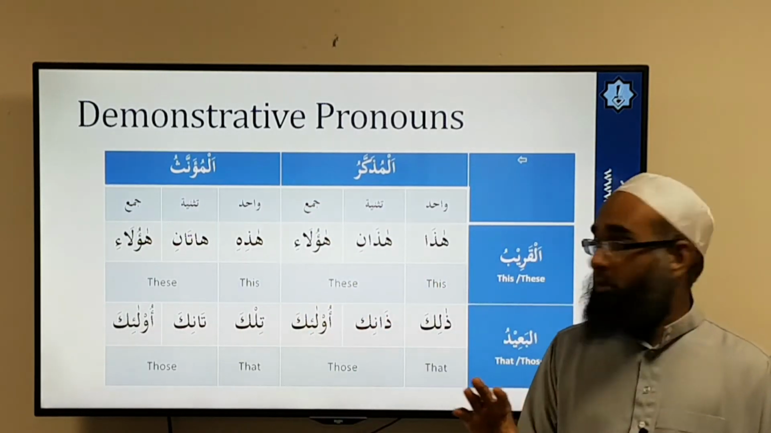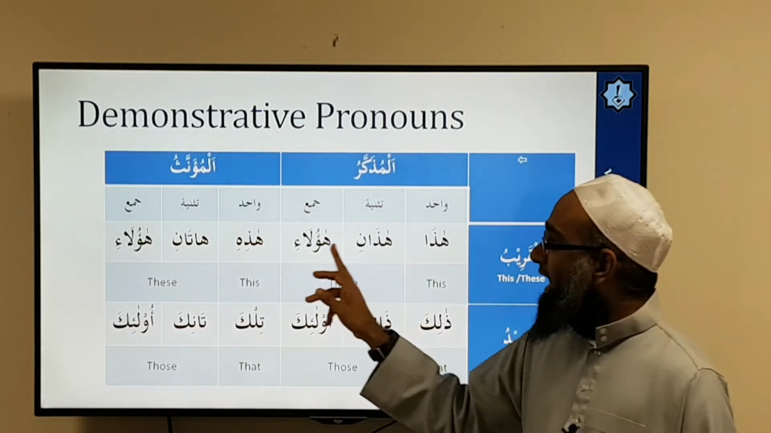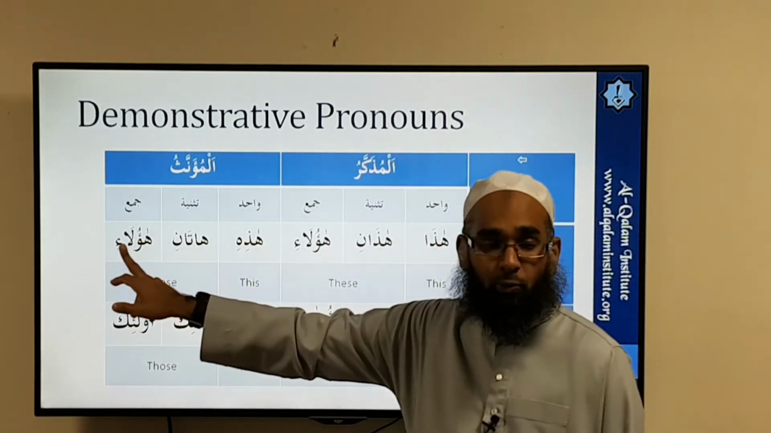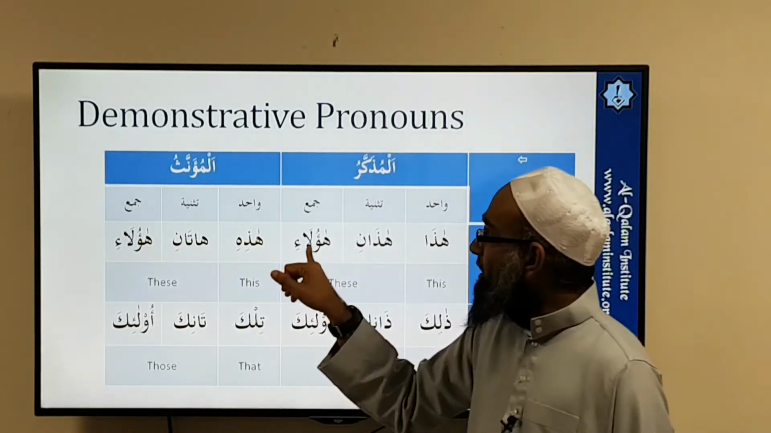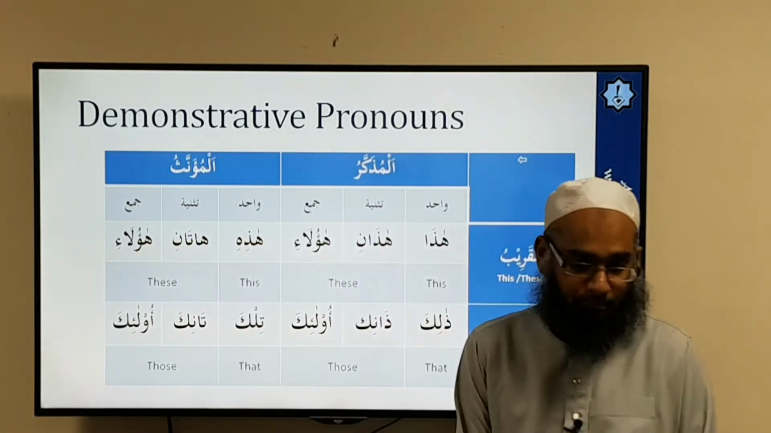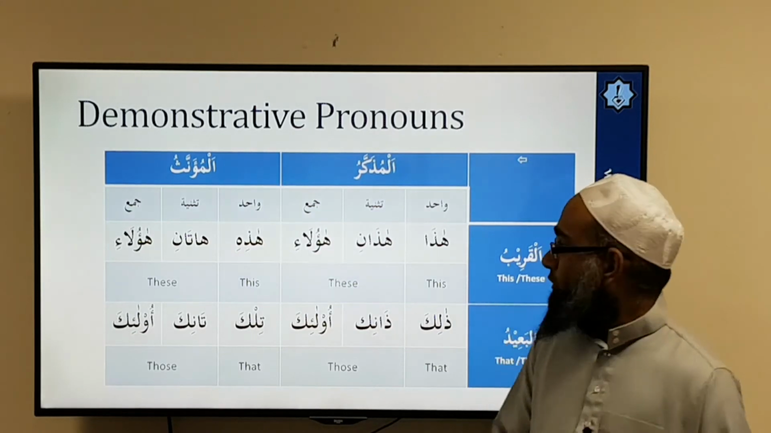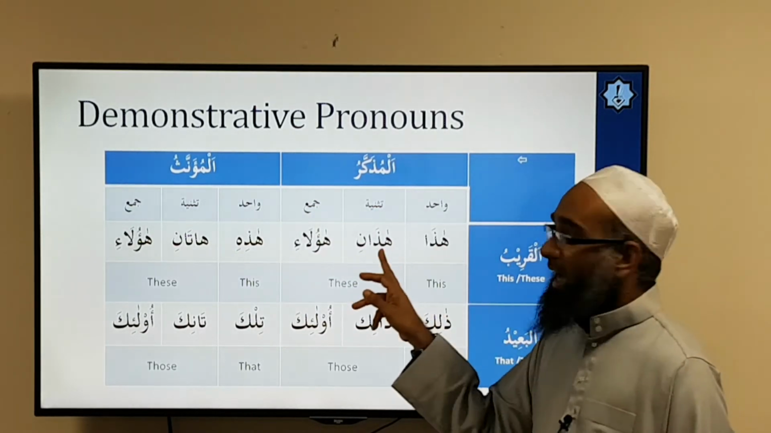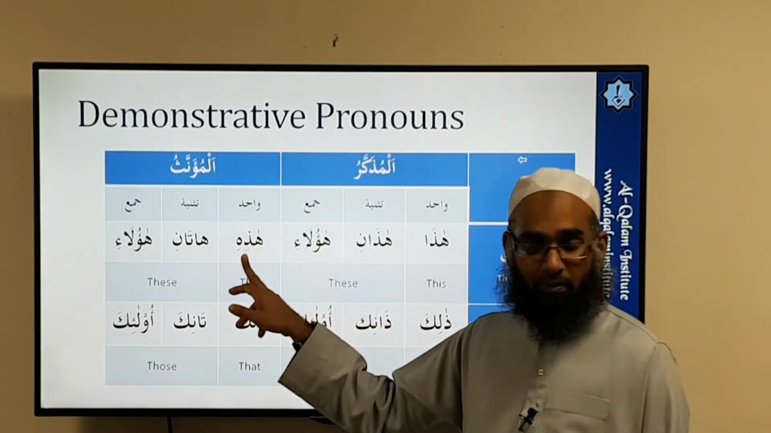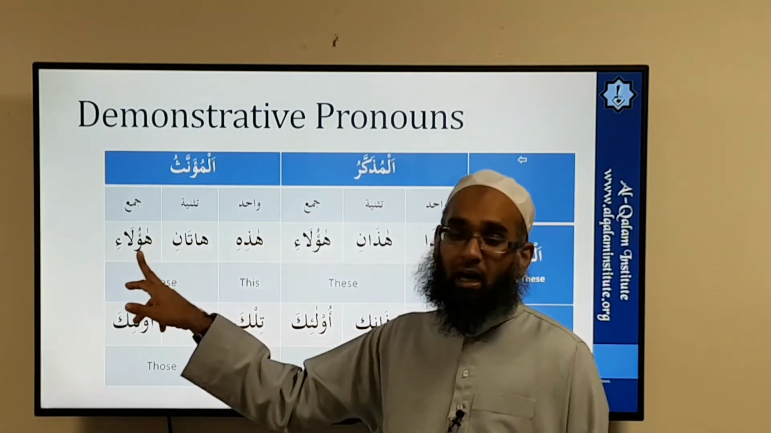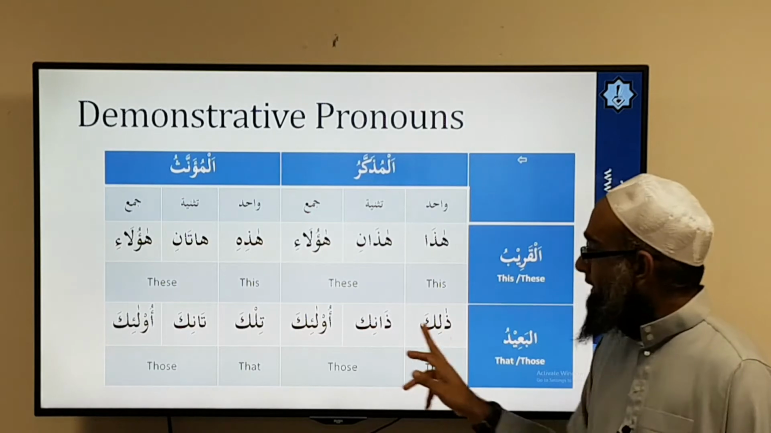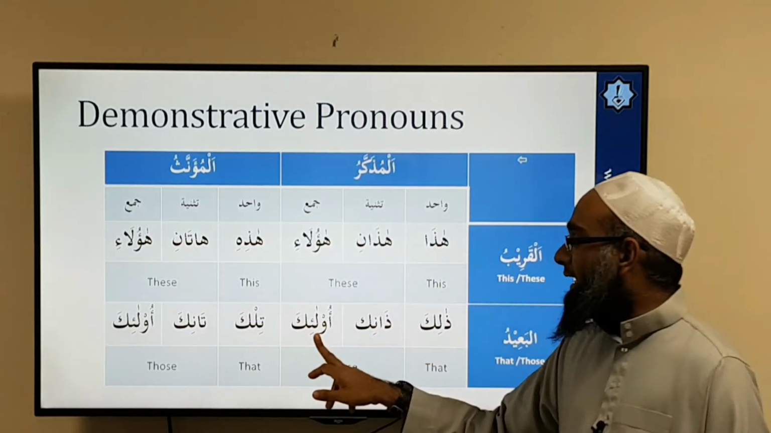Very, very commonly used. So هذا, هذان, هؤلاء. هذه, هاتان, هؤلاء. The plural for masculine, مذكر, and feminine, مؤنث are both the same. هؤلاء. You got it? So read after me: هذا, هذان, هؤلاء. Then هذه, هاتان, هؤلاء. And then for the far, بعيد, you say ذلك, ذانك, أولئك.